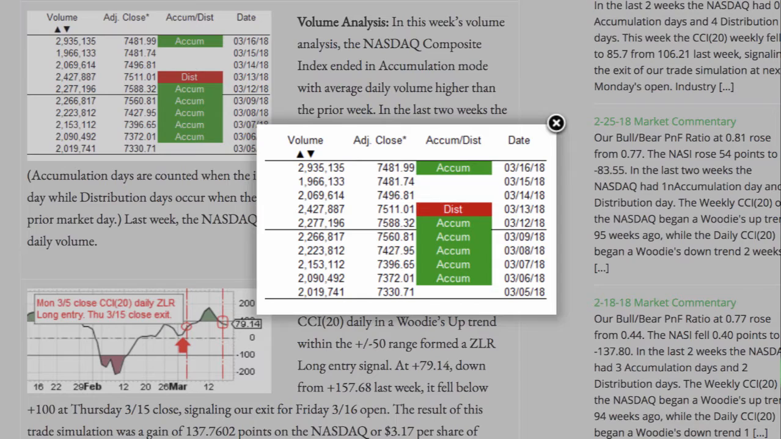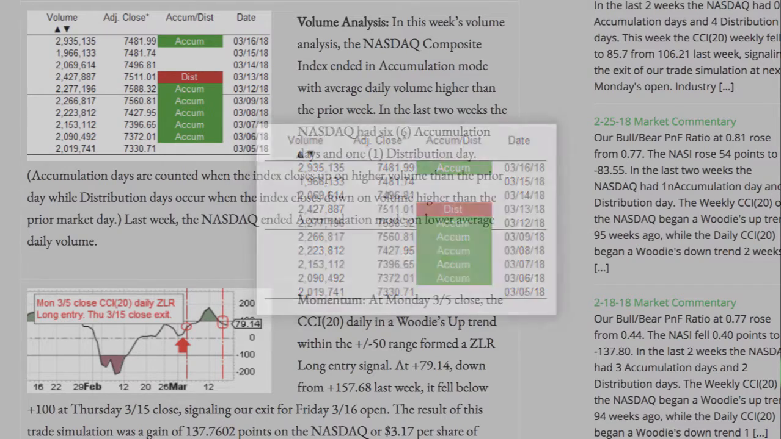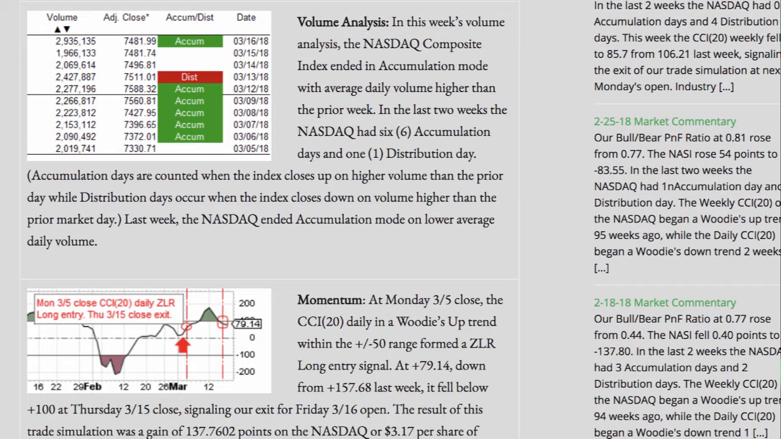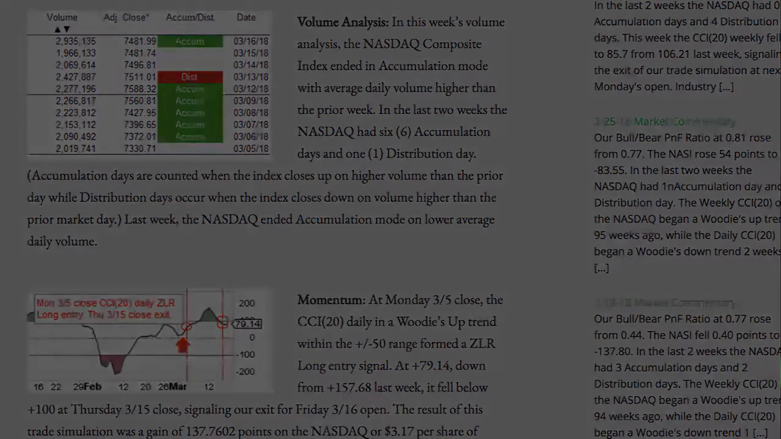Volume analysis. In this week's volume analysis, the Nasdaq Composite Index ended in accumulation mode, with average daily volume higher than the prior week. In the last 2 weeks, the Nasdaq had 6 accumulation days and 1 distribution day. Accumulation days are counted when the index closes up on higher volume than the prior market day, while distribution days occur when the index closes down on volume higher than the prior market day. Last week, the Nasdaq ended in accumulation mode on lower average daily volume.